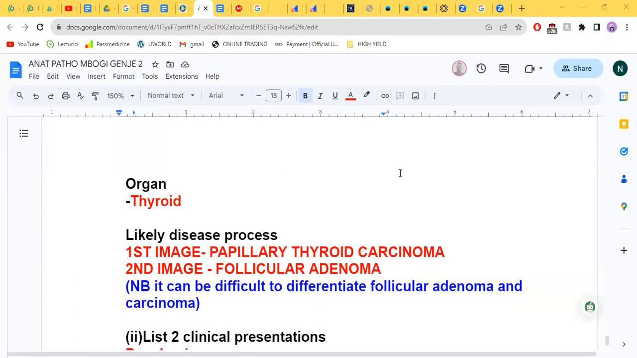The second image is follicular adenoma. But of note, it is difficult to differentiate between follicular adenoma and thyroid carcinoma. So if you find it in the exam and you don't want to commit too much, you can write thyroid neoplasia. Or if you know the diagram well, you can specify papillary thyroid carcinoma.